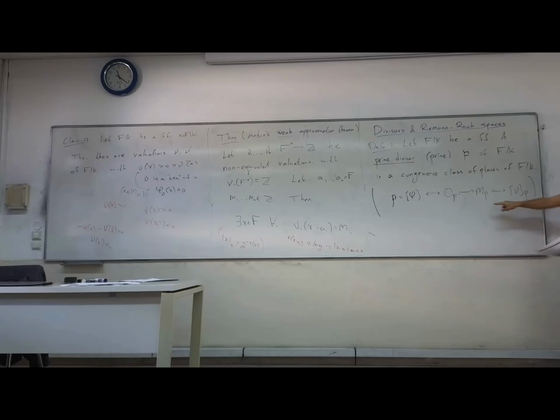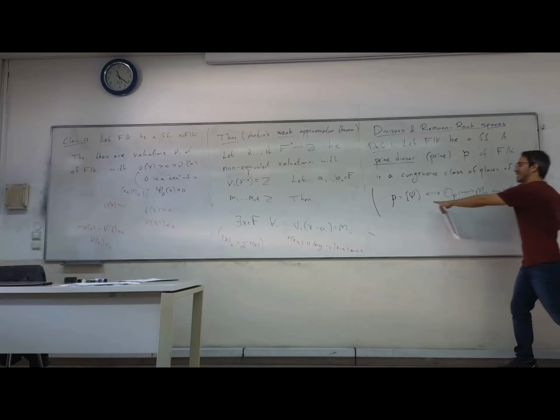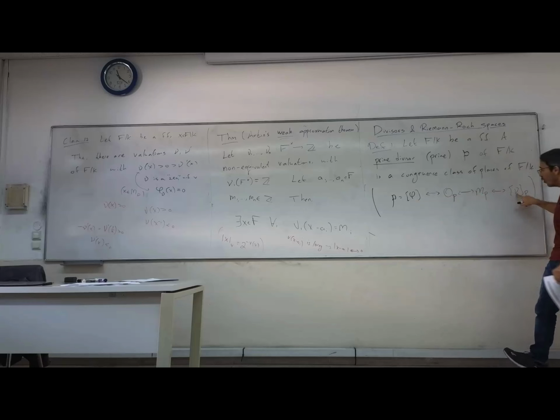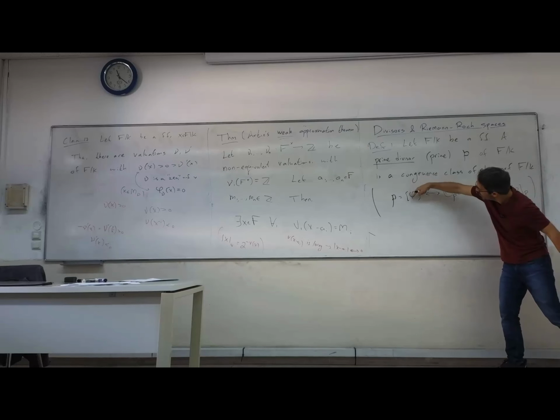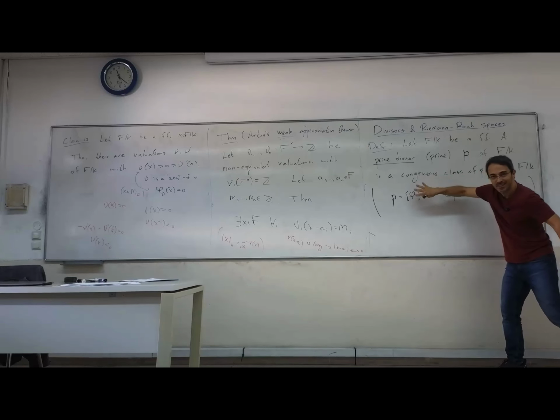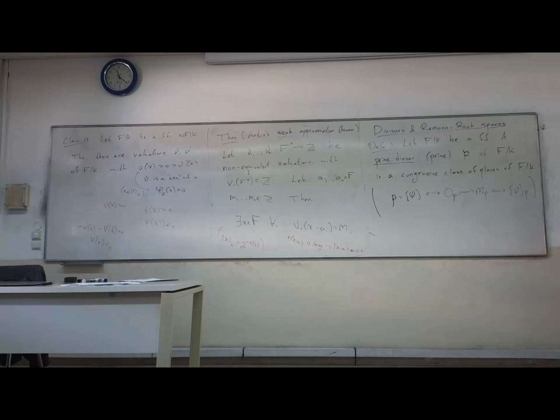So these are the good objects, and these are nice to work with, but annoying because you need to talk about the classes all the time. Stichtenoth uses this as the notion of a place, for example, and we used that one as the notion of a place. So if you read it, read carefully. But anyhow, a prime divisor is just all of this. Right?